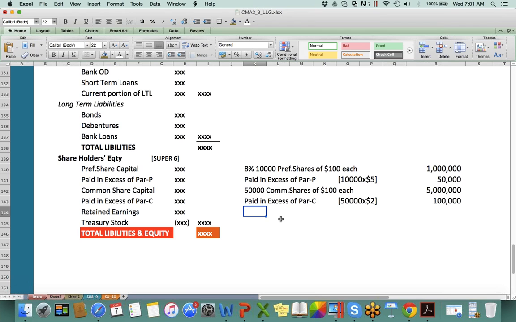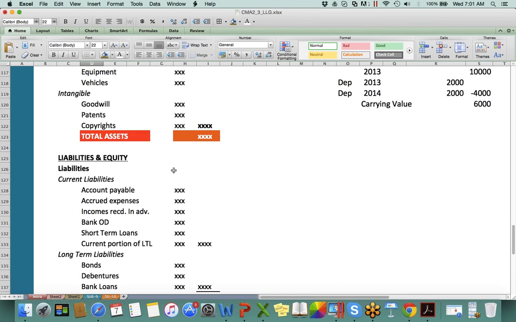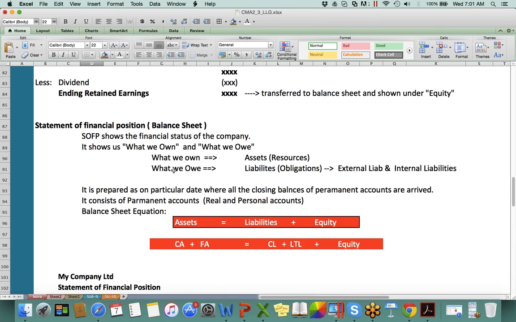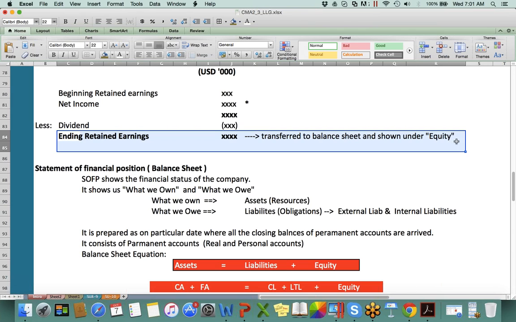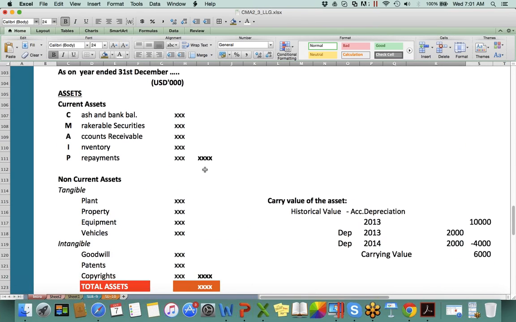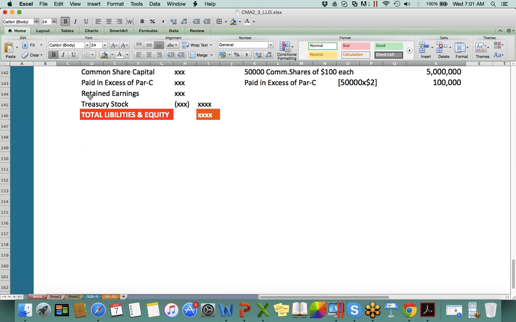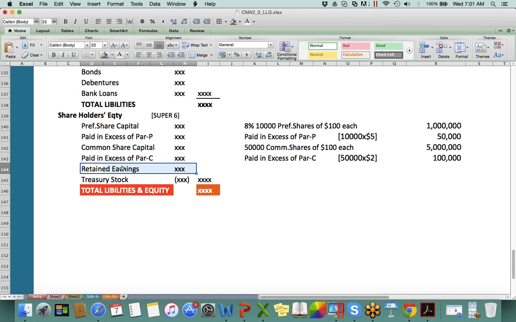And you'll have to present your retained earnings, which is from your income statement. Remember, I gave income statement ending retained earnings transferred to balance sheet under equity. This is the result of your retained earnings statement. So you show retained earnings here.